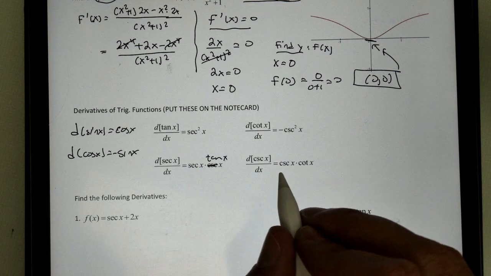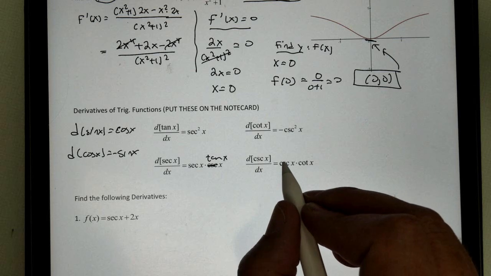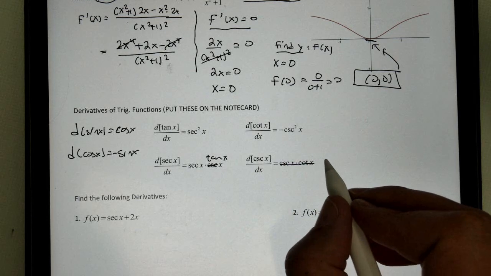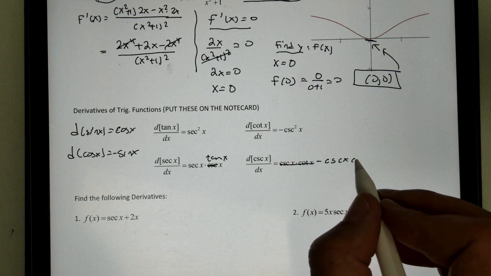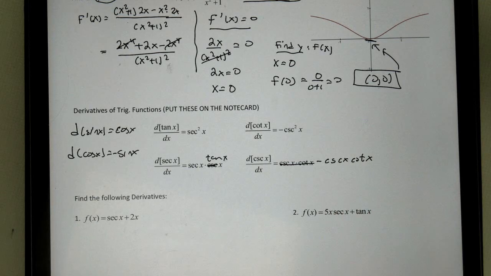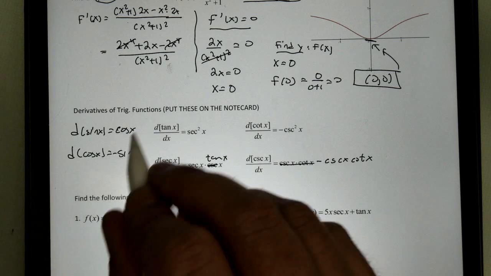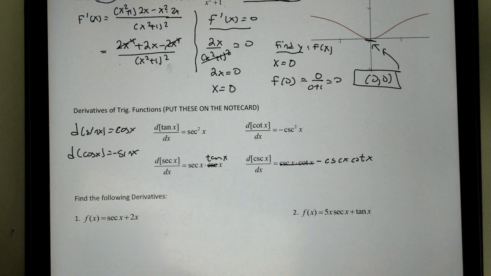And then the derivative of cosecant of x, man, that's also an error. That should be negative cosecant of x, cotangent of x. I am so sorry about that. So anyways, you want to make sure you get those fixed so we can make sure we know them for the test or quiz. I will get that fixed on my notes, maybe not on this video here.